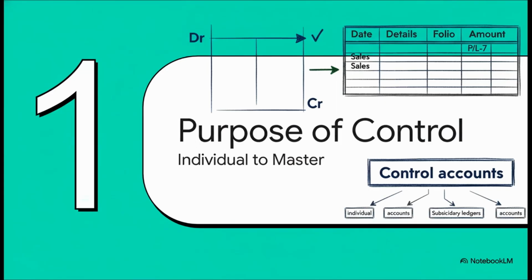So, first things first, what on earth are control accounts? Well, think of them like a master summary account. Instead of jamming up your main general ledger with every single customer and supplier, you keep all those details in separate lists, which we call subsidiary ledgers. The control account then gives you one clean summary figure. It's a fantastic way to check the accuracy of all those little individual entries without getting lost in the weeds.